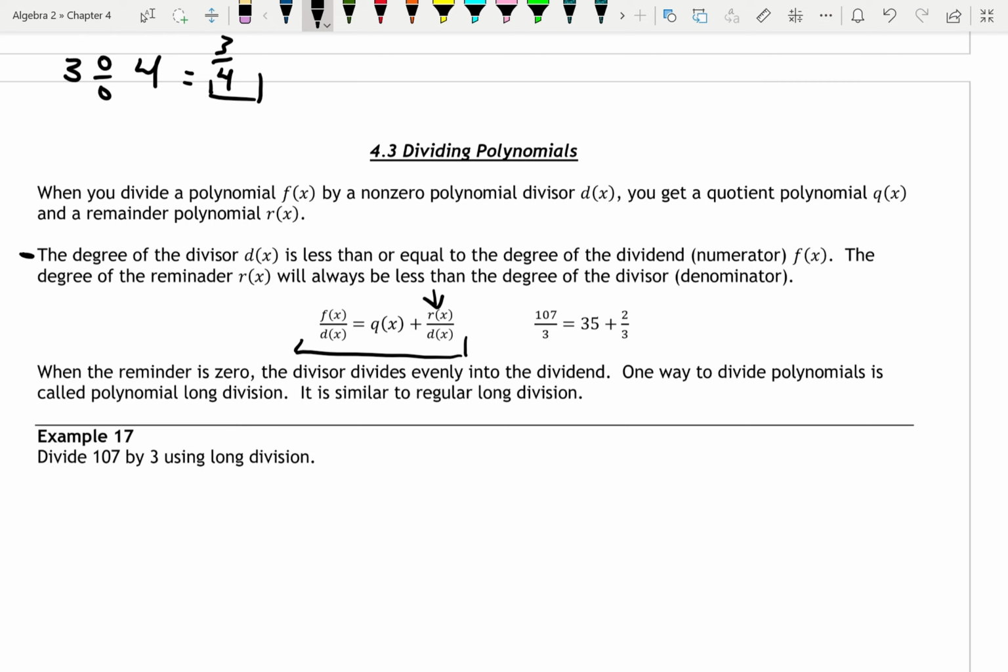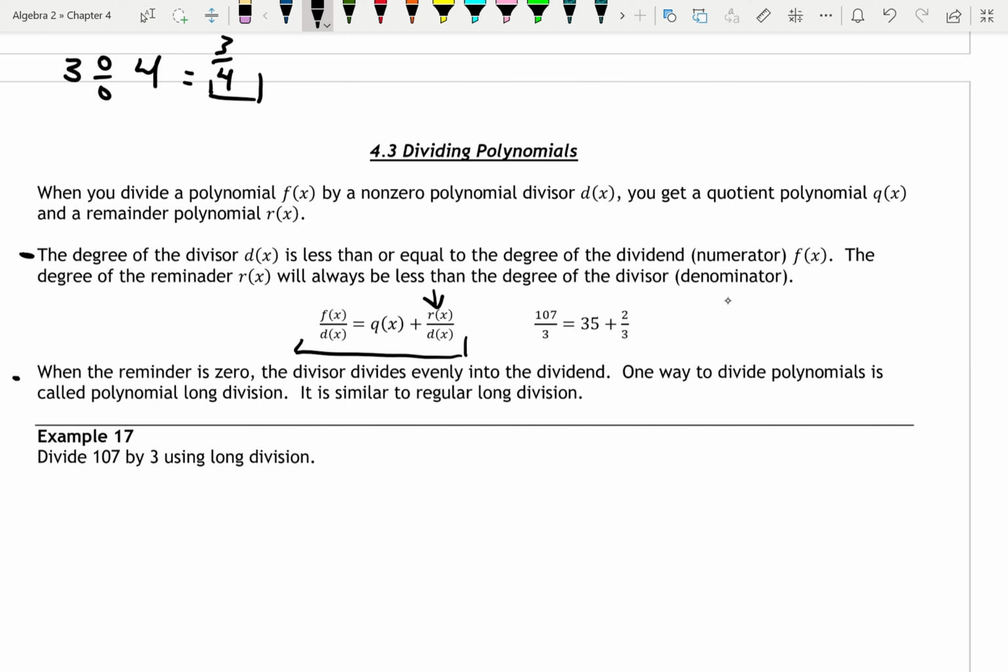Looking here in the second paragraph, the degree of the divisor d of x is less than or equal to the degree of the dividend, which is the numerator, f of x. The degree of the remainder, r of x, will always be less than the degree of the divisor, which is the denominator. There are some neat ideas there, but I'm going to skim over that. When the remainder is 0, the divisor divides evenly into the dividend. One way to divide polynomials is called polynomial long division, and it's similar to regular long division.